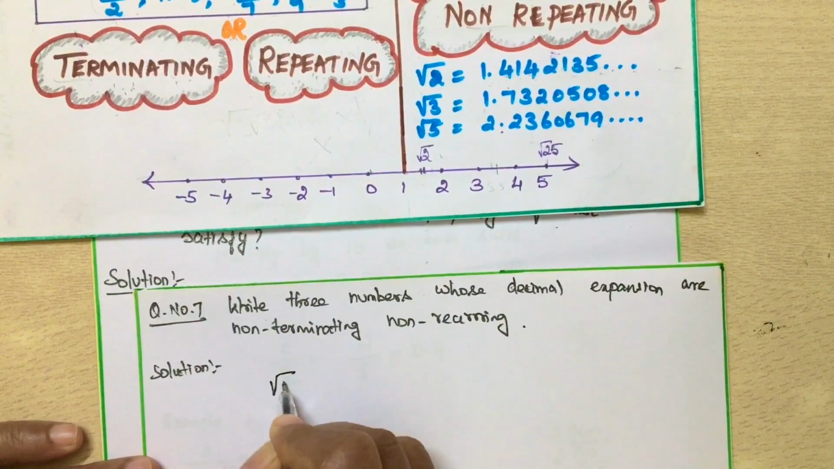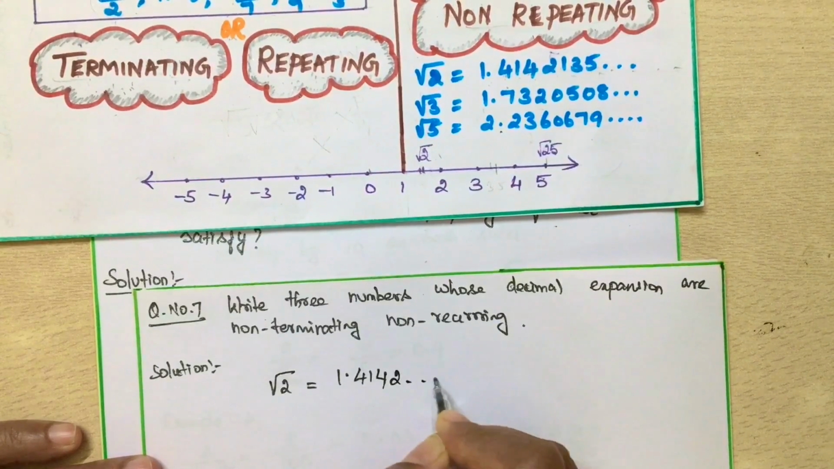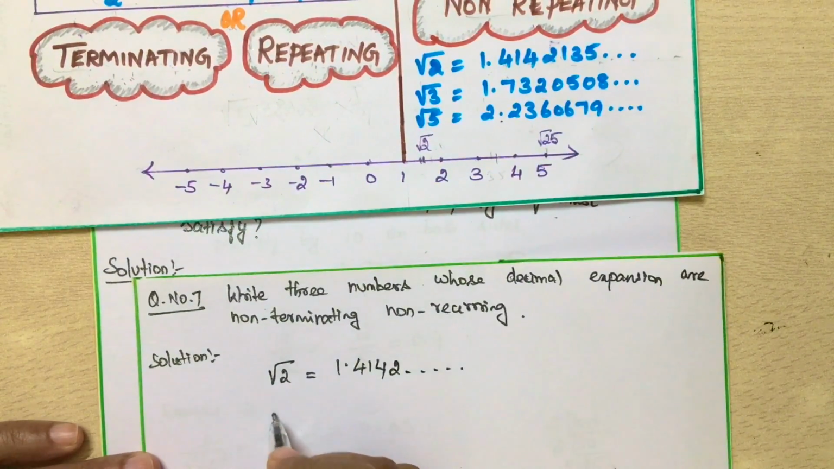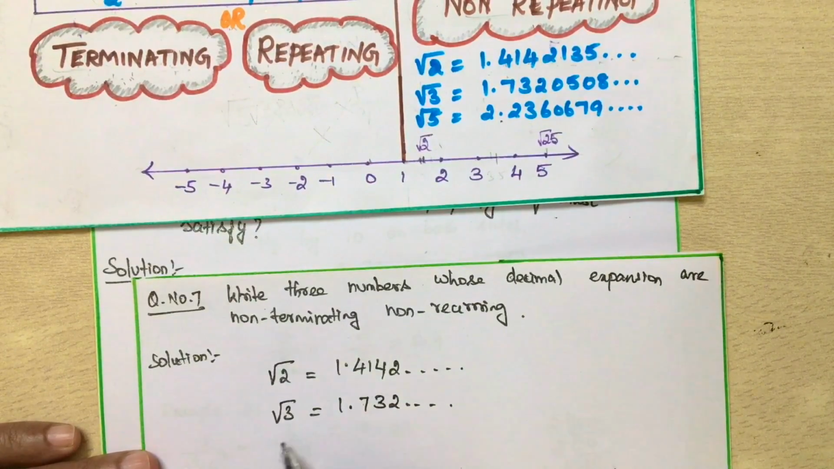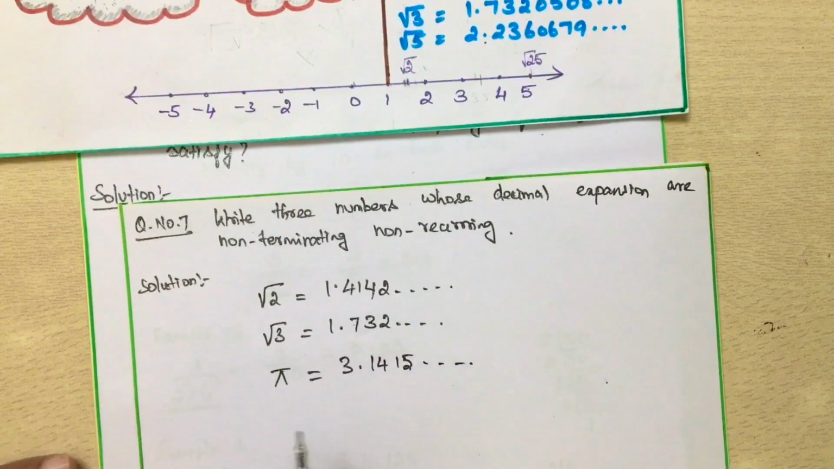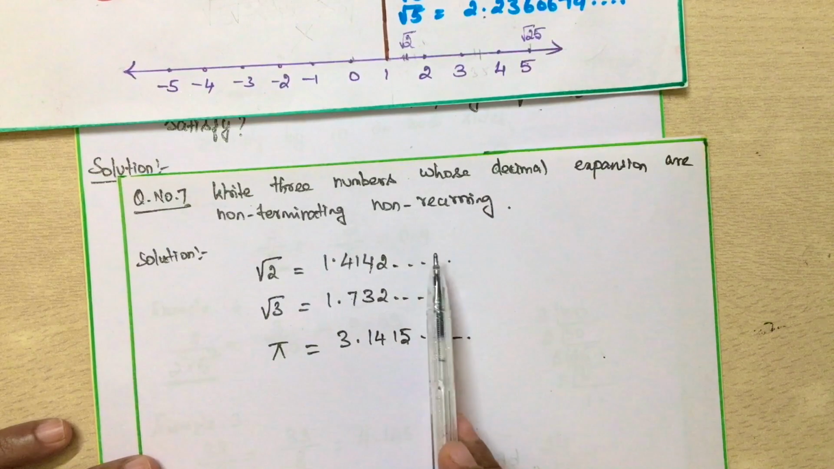So root 2 is 1.4142. It keeps on going. So these are the easy numbers to remember. That's the reason I am choosing these numbers. Root 3 is like this. So you can write pi as well, which is 3.1415. It keeps on going. These are the 3 easy examples which you can give for non-terminating and non-recurring numbers.